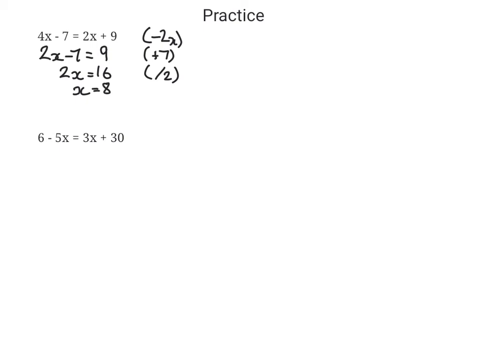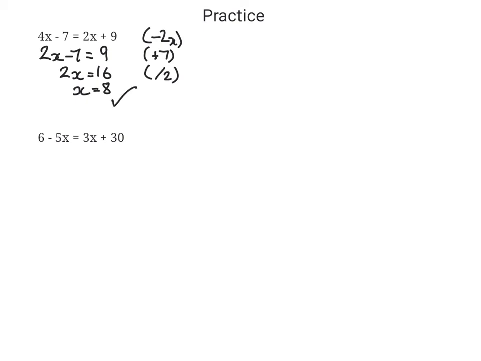We can actually check our answer by substituting 8 into both sides. So on the left hand side we're going to get 4 8s, which are 32. Take away 7 is 25. On the other side of the equation we get 2 8s, which is 16, plus 9, which is 25. And indeed 25 does equal 25, so we know we've done it right.